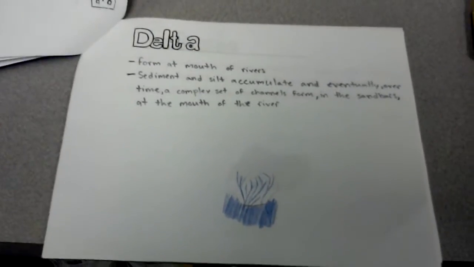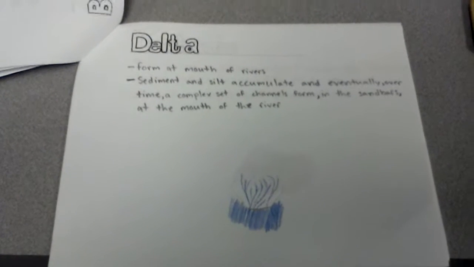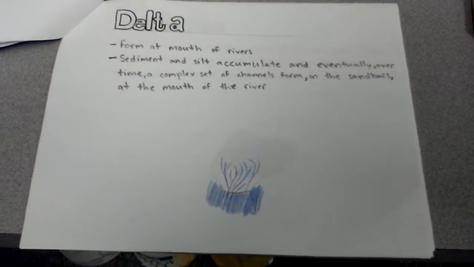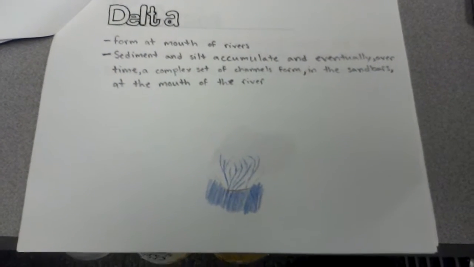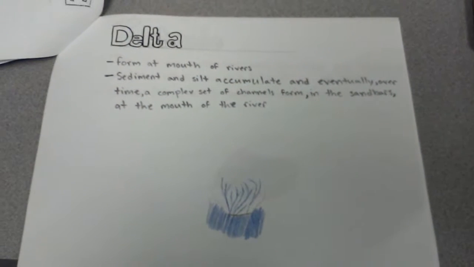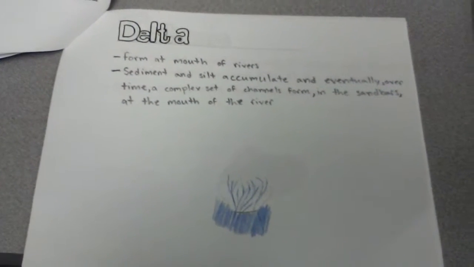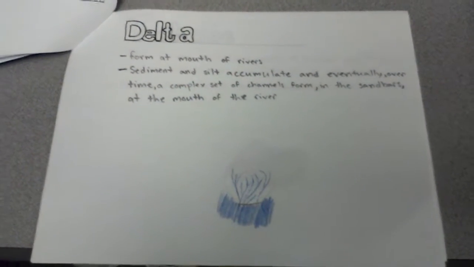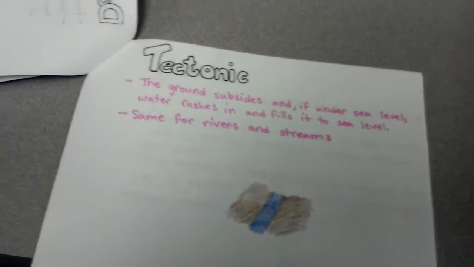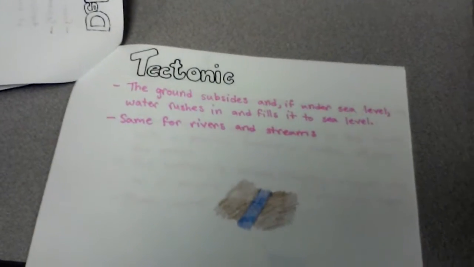Delta. Though some sources said it's not a major type, but some sources did, so might as well include it. They form at the mouth of rivers. Sediment and silt accumulate, and eventually over time a complex set of channels form in the sandbars at the mouth of the river. Tectonic. The ground subsides, and if under sea level, water rushes in and fills it to sea level. Same for rivers and streams.